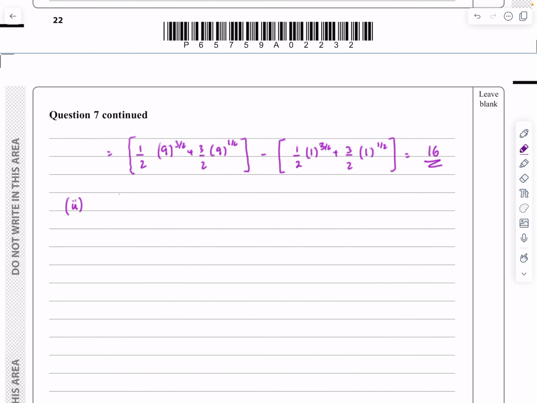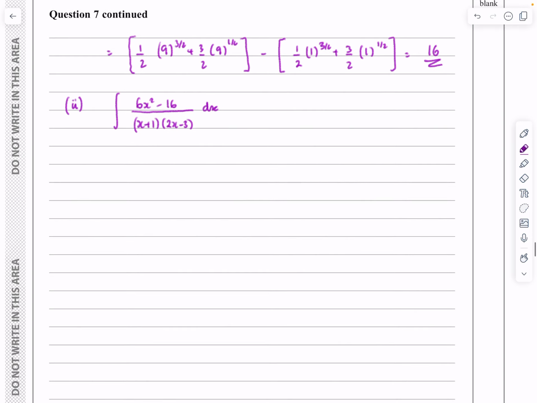So let's just say what the question is. The question is the integral of 6x squared minus 16 all over x plus 1, 2x minus 3 dx. What I've just got to do over here is this algebraic long division. So I've got 6x squared minus 16. I always tell my students, just put 0x minus 16 there. When you're doing the actual algebraic long division, that will just be a little bit easier to work with if I've got that 0 in there.